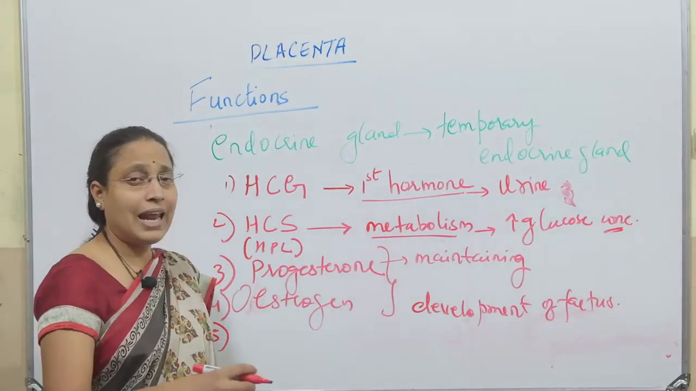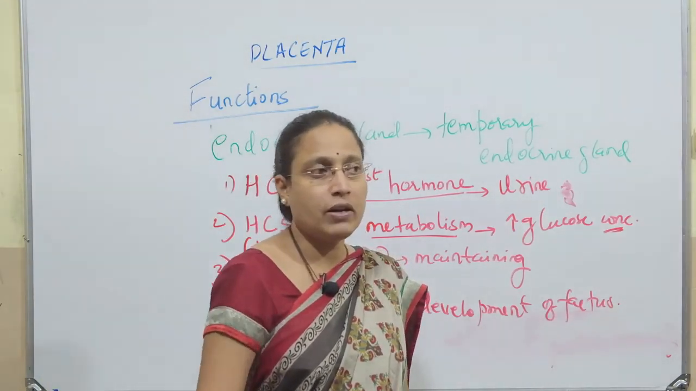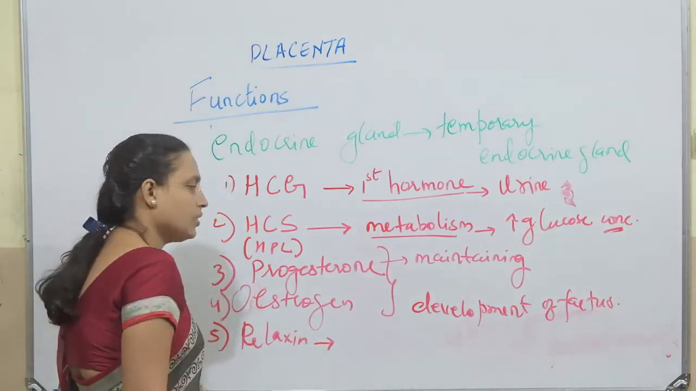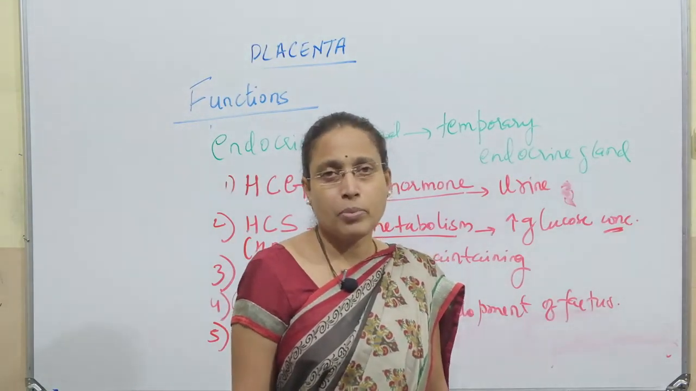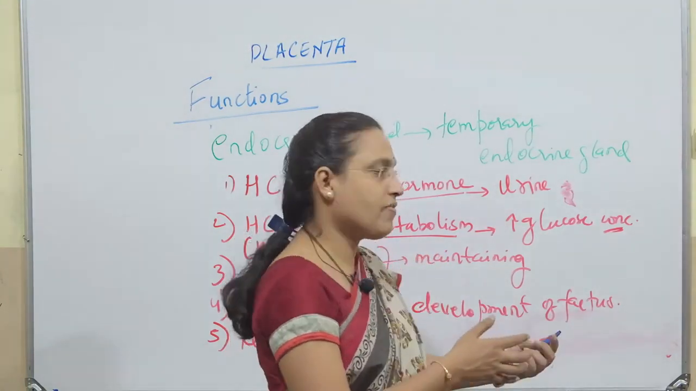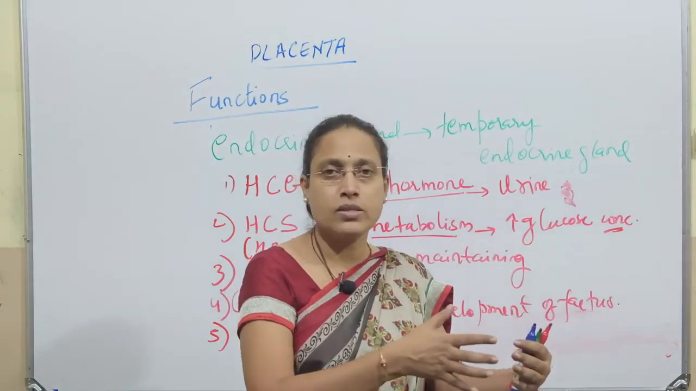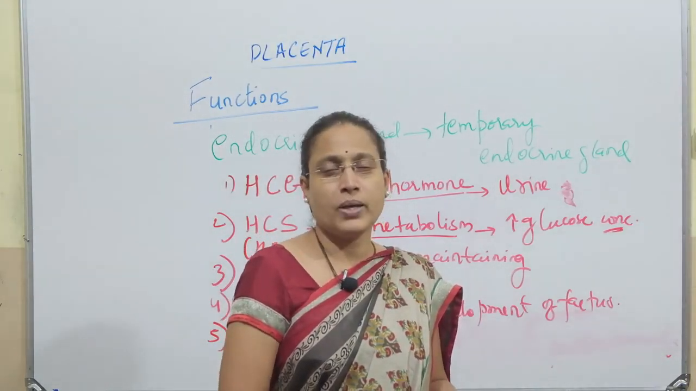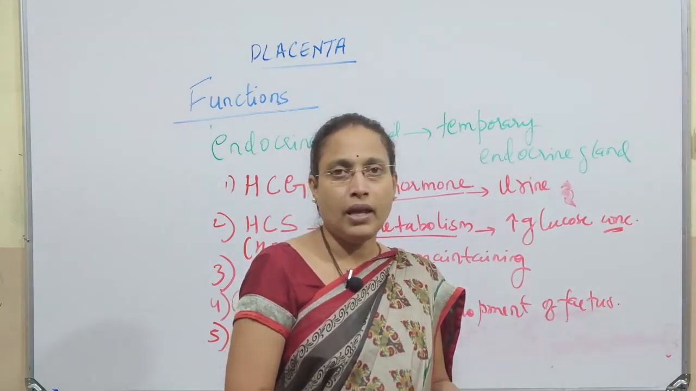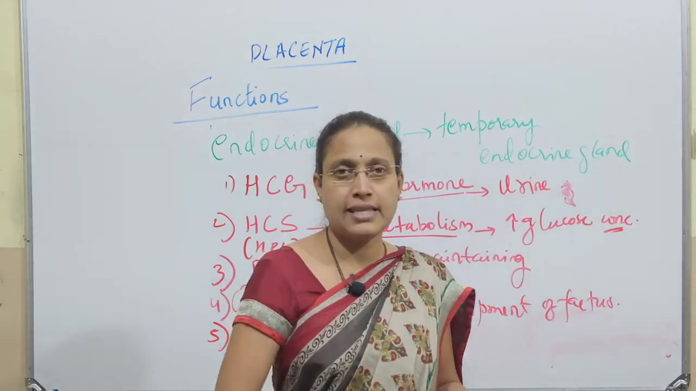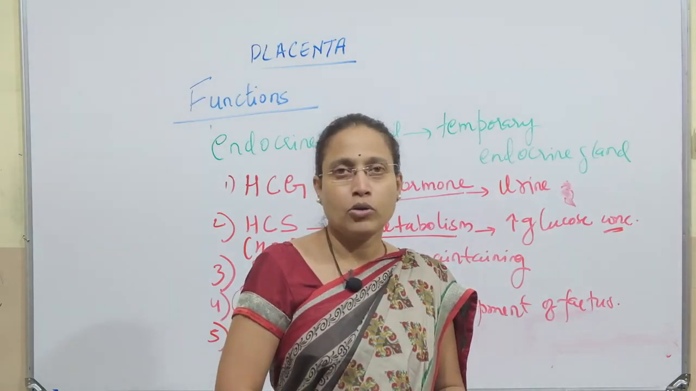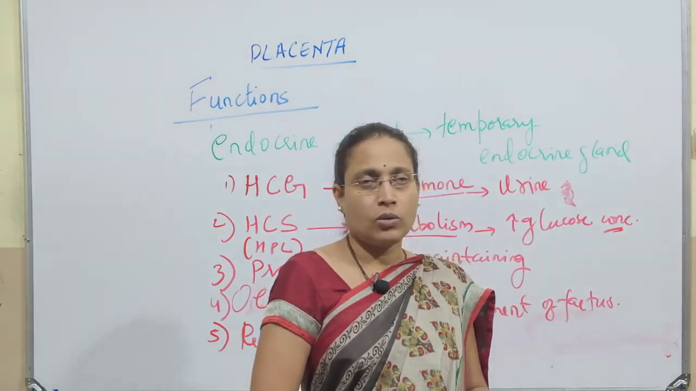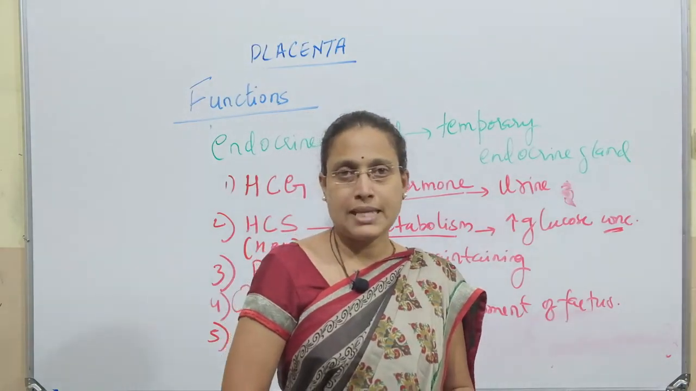Then one more hormone which is released late, after the gestation period, that is during the delivery process, is called relaxin. What relaxin does is, you have studied in the first year that there is the pubic symphysis. The tissues in the pubic symphysis joint will be loosened. That is the function, loosening of the pubic symphysis. When loosening of the pubic symphysis occurs, there can also be widening of the cervix, so that the delivery process can easily occur. Apart from this, thyroid hormone and cortisol are also released from the placenta. They also have a metabolic role. So this completes the placenta.